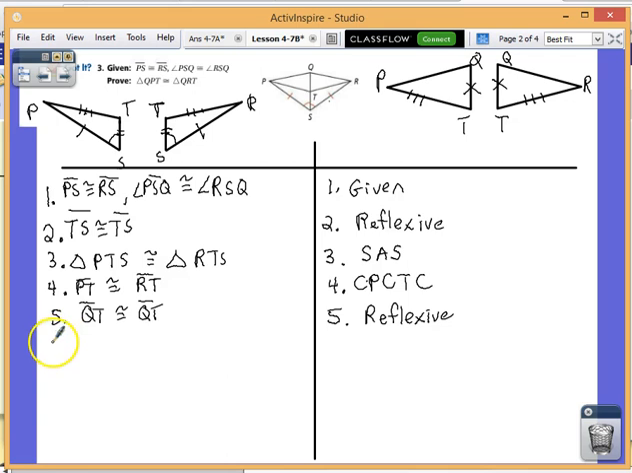And so that's what kind of keyed me into the first thing I want to say, that angle PTS is congruent to angle RTS, and that was by CPCTC. So now I know that this angle right here is congruent to this angle right here. And now if these two angles right here, I'm going to go ahead and mark this on this drawing too.